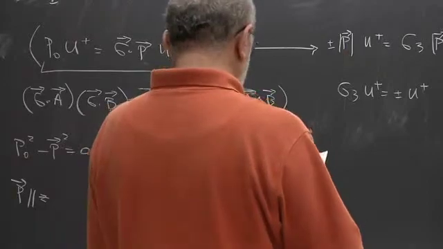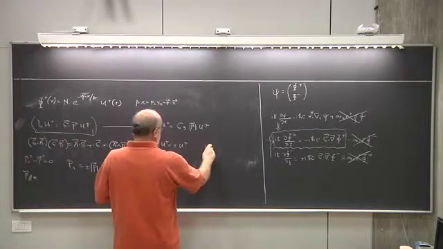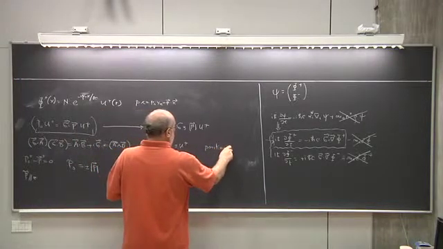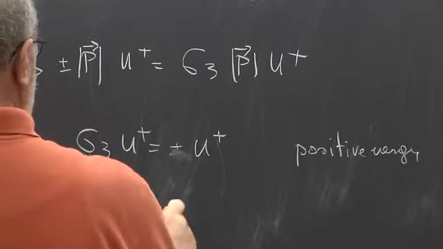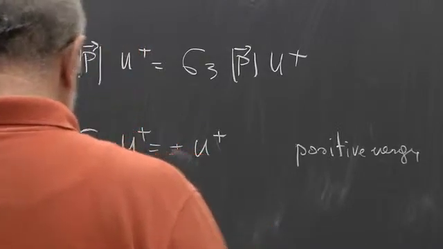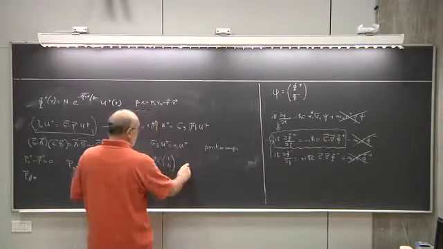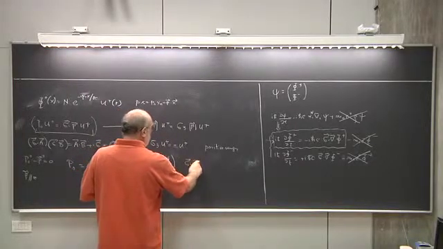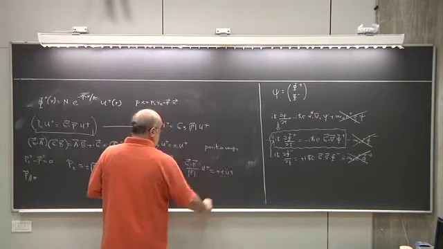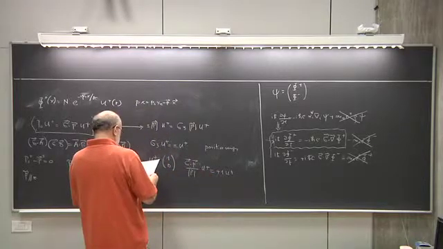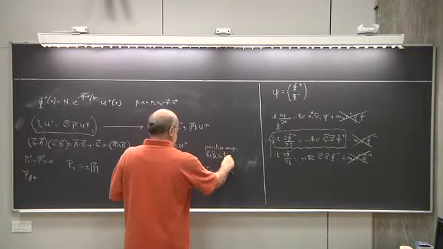Now let's suppose we choose the positive energy solution. If I choose positive energy, the solution of this is nothing else than 1, 0. So positive energy is this, and let's calculate the helicity of this u plus. Well, you get immediately 1 for u plus. So positive energy and helicity plus 1.